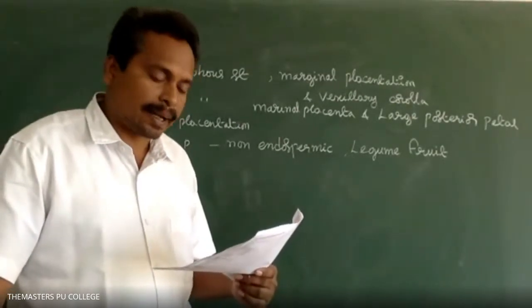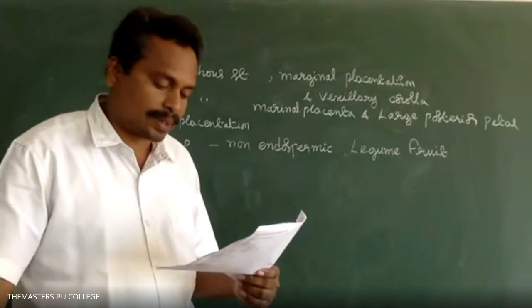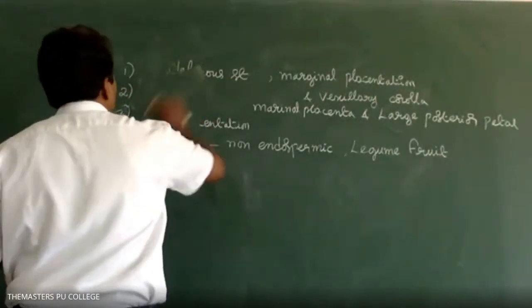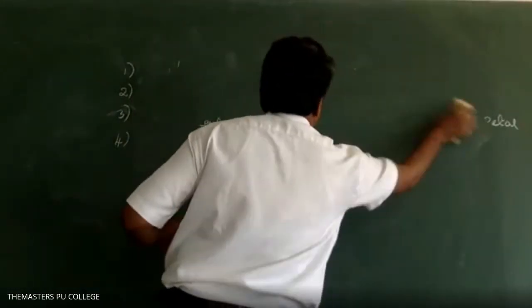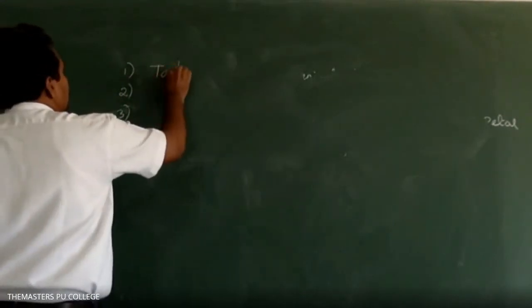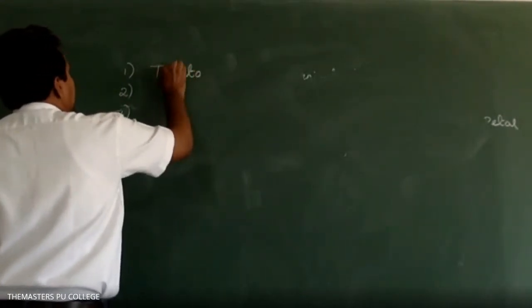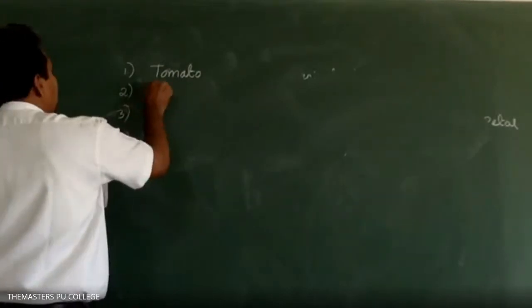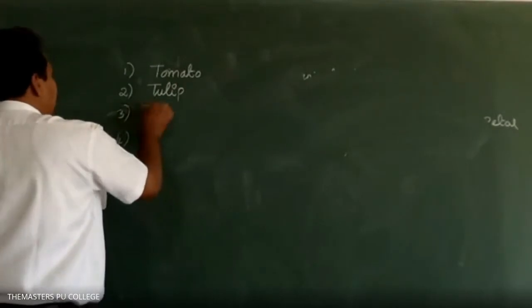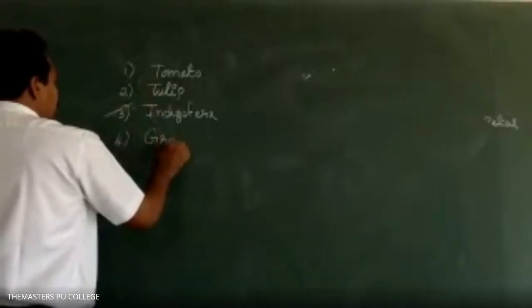Next. Keel is the characteristic feature of the flowers of: Option 1 is tomato. Option 2 is tulip. Option 3 is indigofera. Sir, option 3, indigofera. Option 3 is correct. Very good.